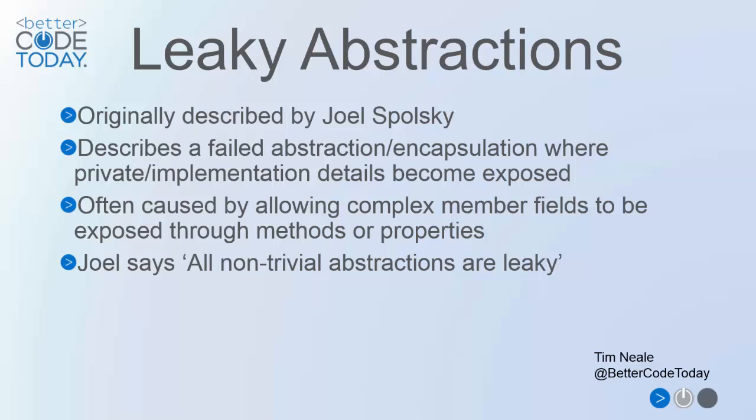A common and avoidable cause of leaky abstractions in software is the exposure of complex member fields through methods or properties. Perhaps your class has a list of child objects and you want to make those children visible to external code. The obvious thing might be to create a property that returns that list. However, once the calling code has that list, it can add or remove children or clear the list entirely, which probably isn't what you want. This can be easily solved, for example, by creating a copy of the list each time it's accessed, but it's easy to be caught out.